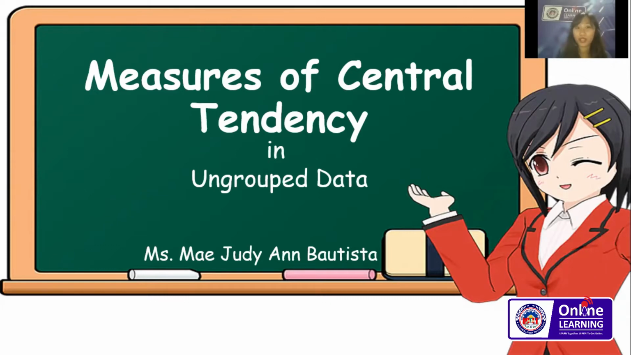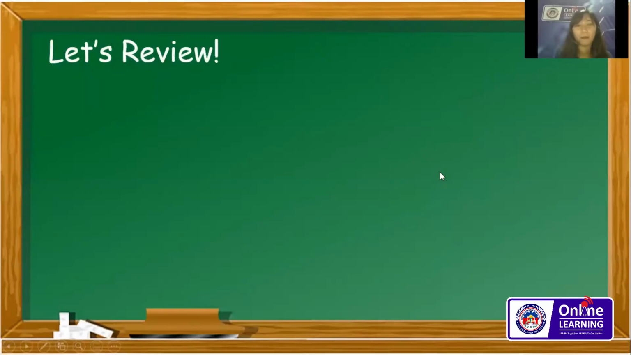I just want you to share how to solve the measures of central tendency and the measures of variability in ungrouped data. So first, we have to solve the measures of central tendency, and that consists of mean, median, and mode. So first, we have to define what is the mean, median, and mode.